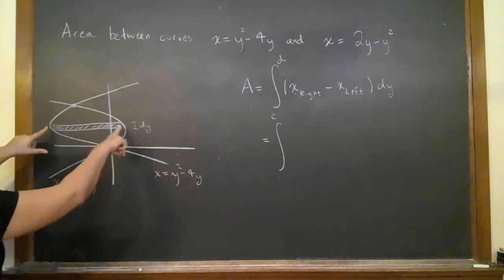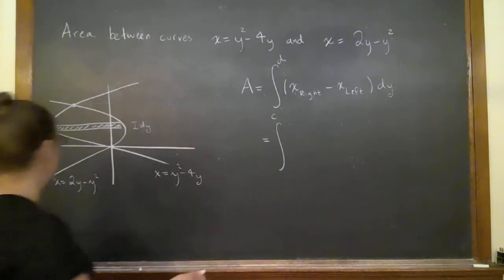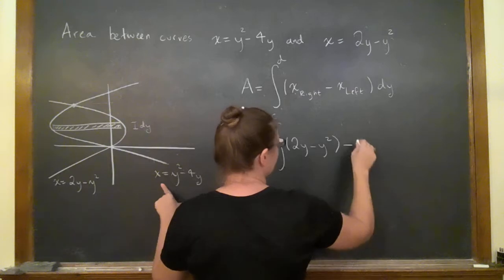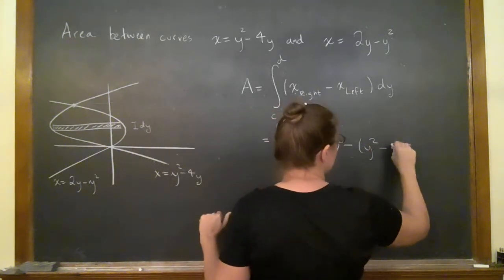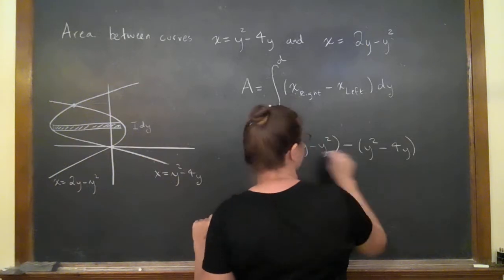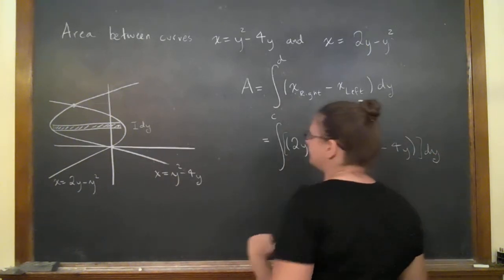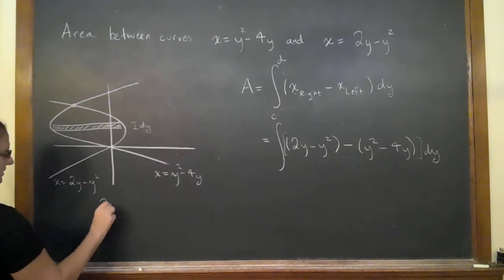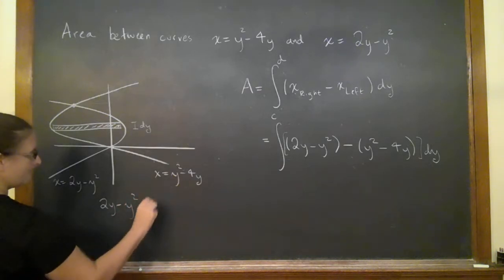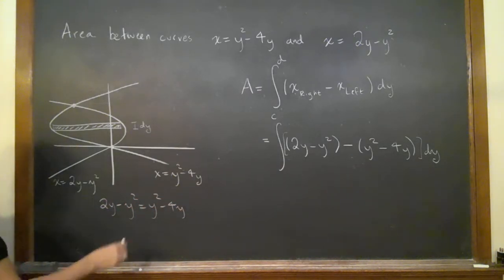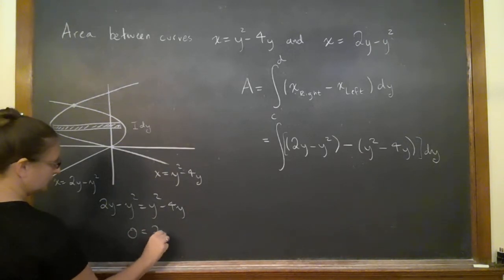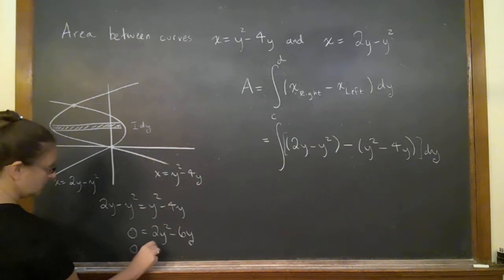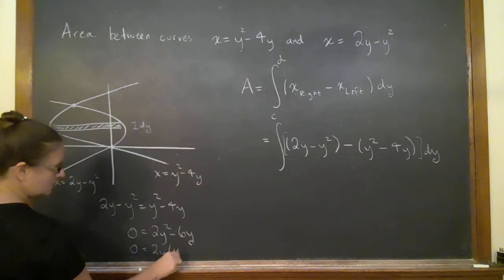The curve on the right here is this guy. That's this one, 2y minus y squared. And the curve on the left is this other one, y squared minus 4y. And we have to figure out what these points of intersection are. So I'm just going to do that down here. I'm going to set these two things equal to each other. Let's put everything on this side. This is 0 equals 2y squared minus 6y. Okay, so 0 is 2y times y minus 3.